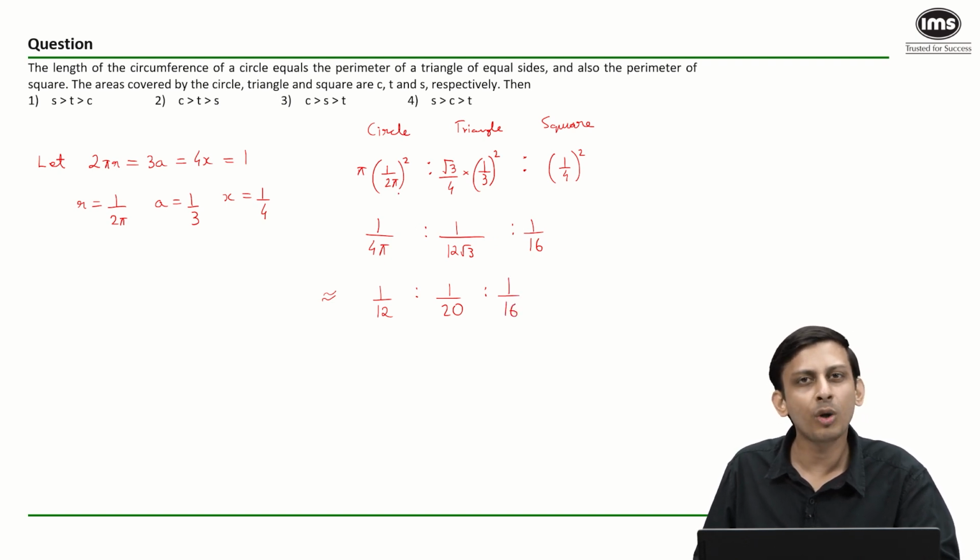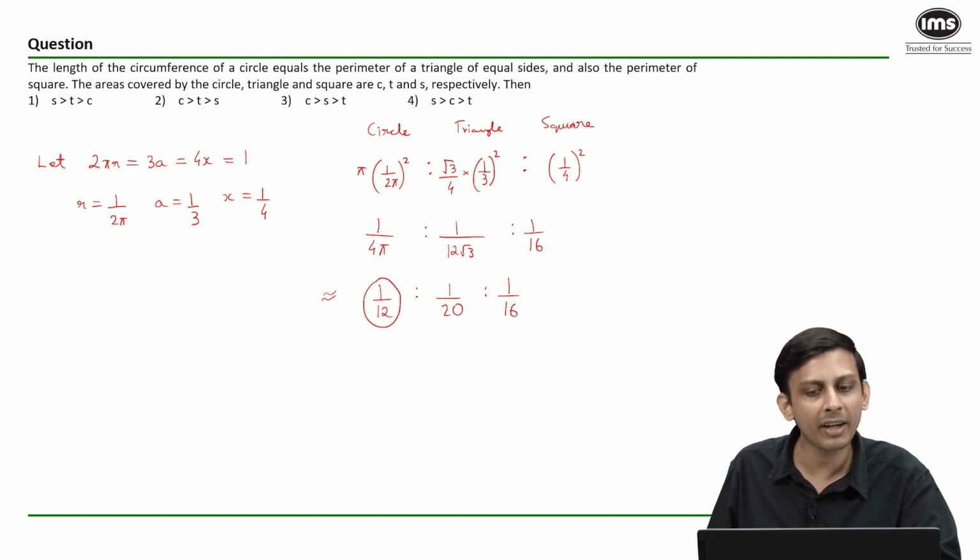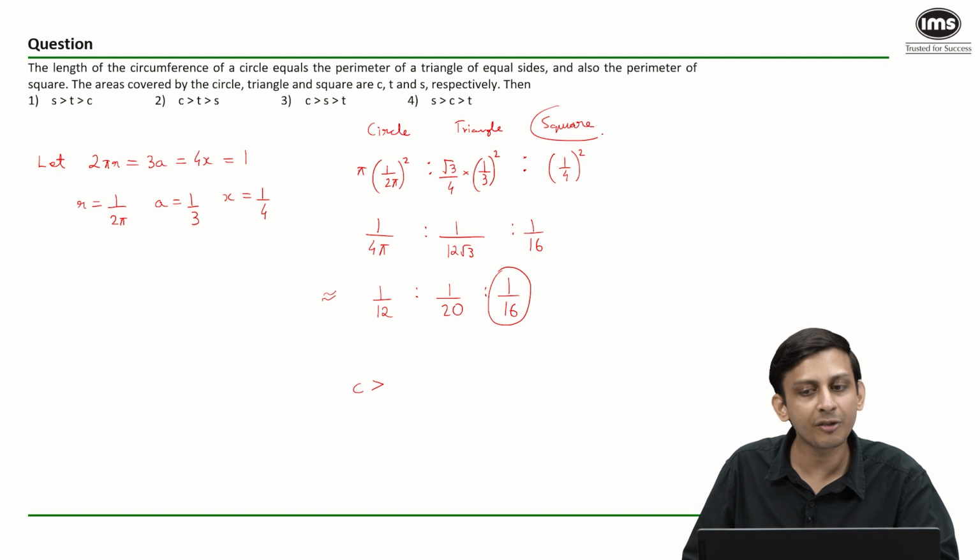So if we first want to find out the largest value, the largest of these fractions will be the one with the smallest denominator, which is 1 by 12, which corresponds to the area of a circle. So circle area, which is C, that will be the largest. After that, for the second largest, we will have to look at the denominator which is in the middle. So 12, 20, and 16, the middle one is of course 16, which is for the area of a square.